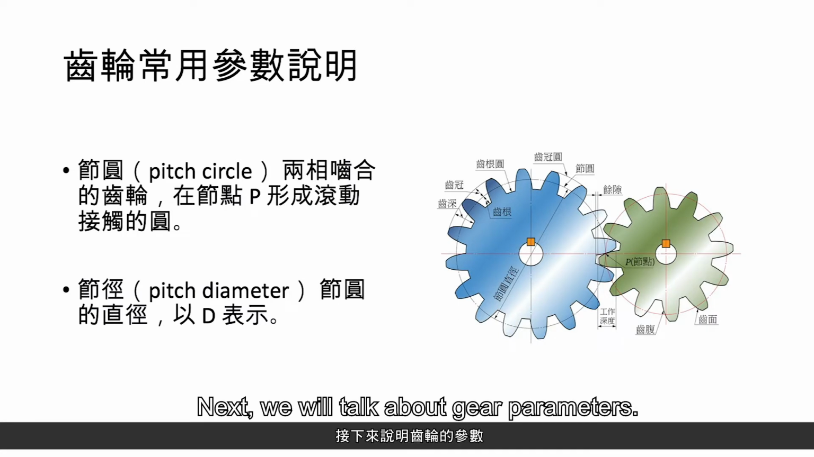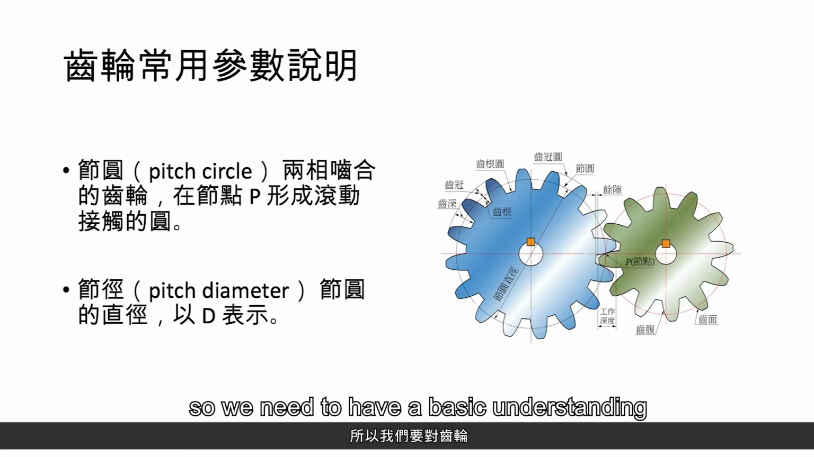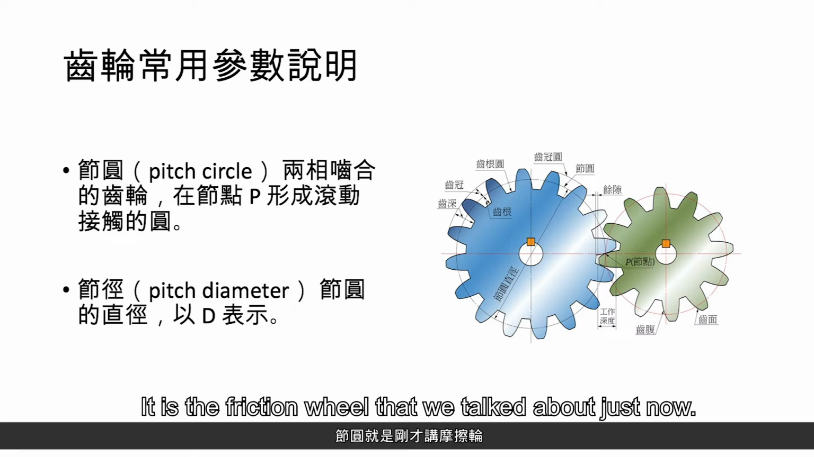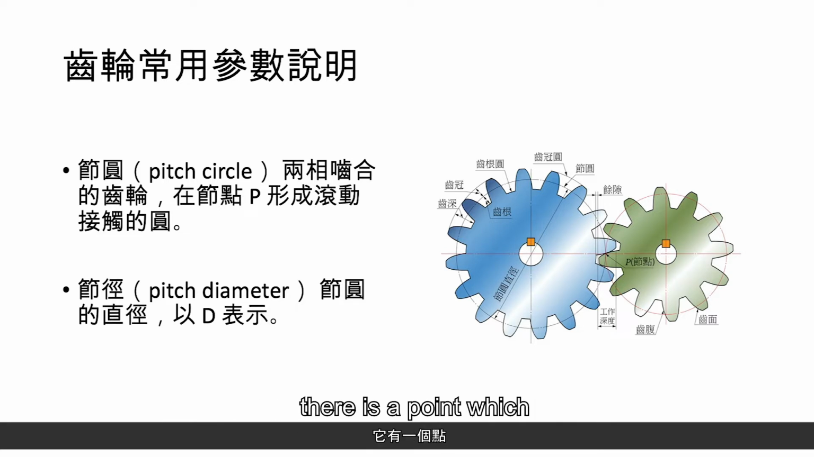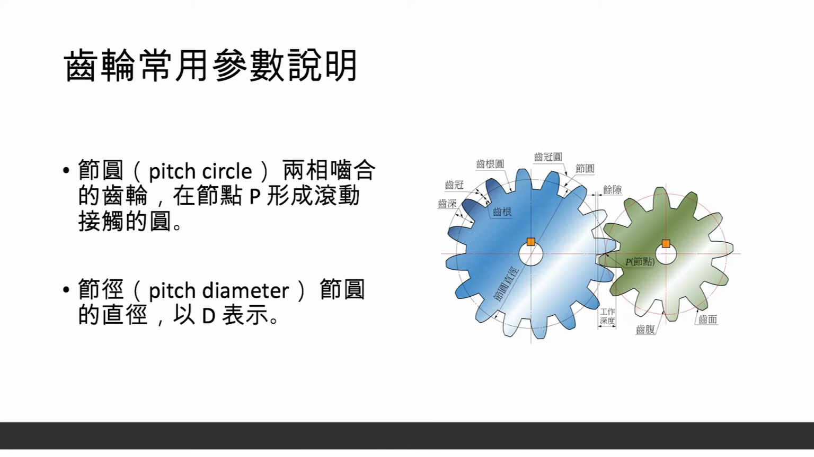Next, we'll talk about gear parameters. We will be drawing the gears ourselves, so we need to have a basic understanding of some of the gear parameters. The first one is the pitch circle. It is the friction wheel that we talked about just now. When two actual wheels are rotating, there's a point at which there's actual contact with the other wheel. We call this the pitch circle.